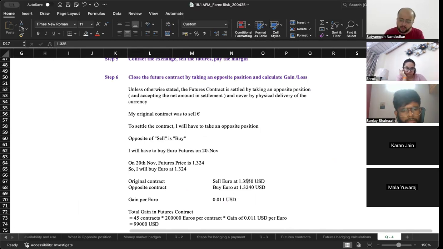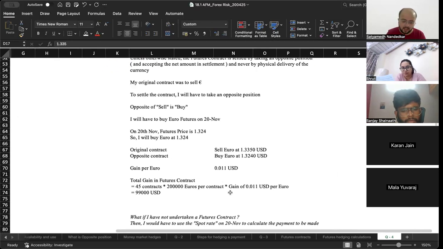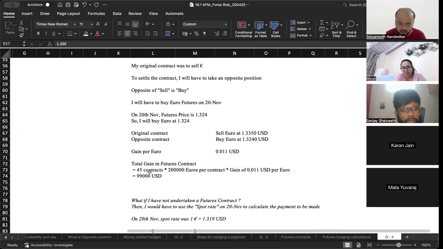Opposite contract will be to buy euro at $1.324. What is the gain per euro? The gain per euro is $0.011. So in the futures hedge that you have set up, for every euro you have a gain of $0.011. Total gain in futures contract is 45 contracts into 2 lakh euros per contract into gain of $0.011 per euro, and you will have $99,000.